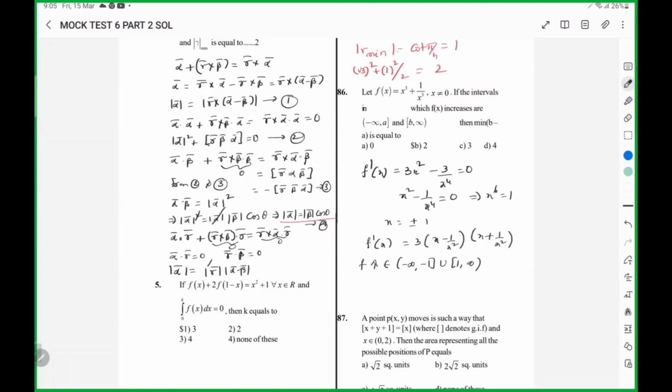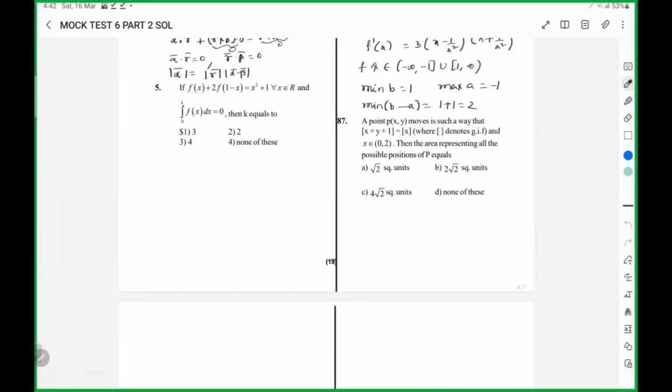So the minimum of B, f increases in this interval. Minimum of B is 1. Maximum of A is minus 1. So minimum of B minus A will be 1 plus 1, that is 2. And information about x, where it belongs.